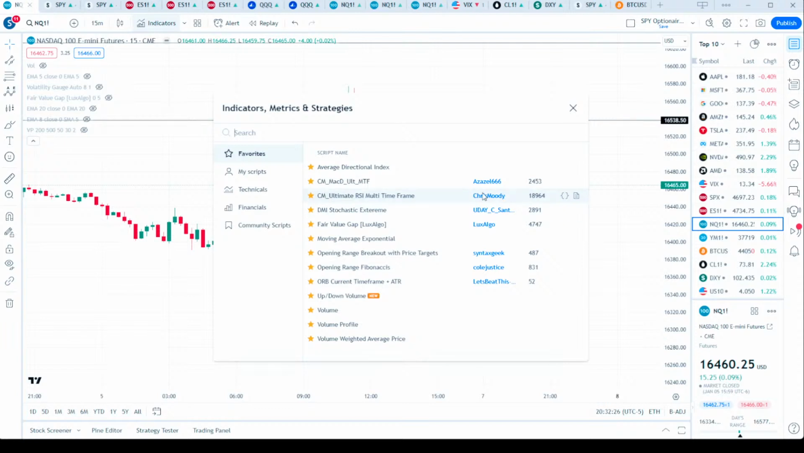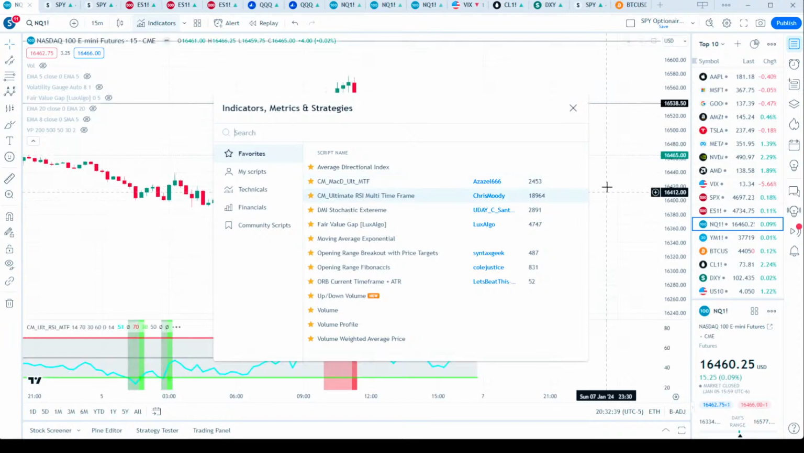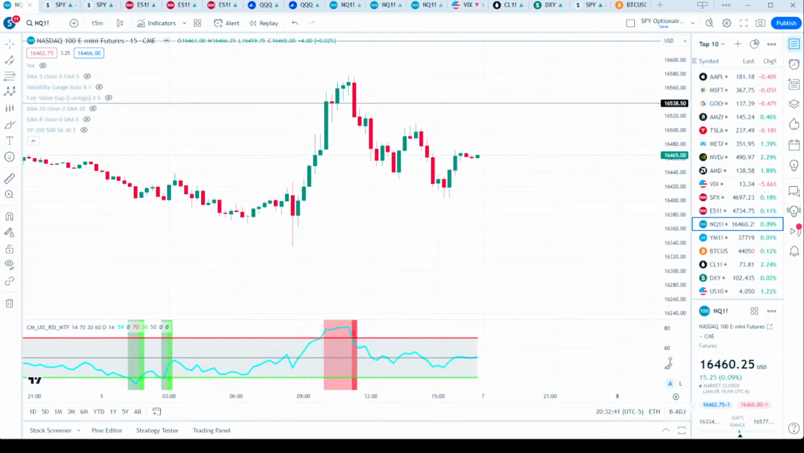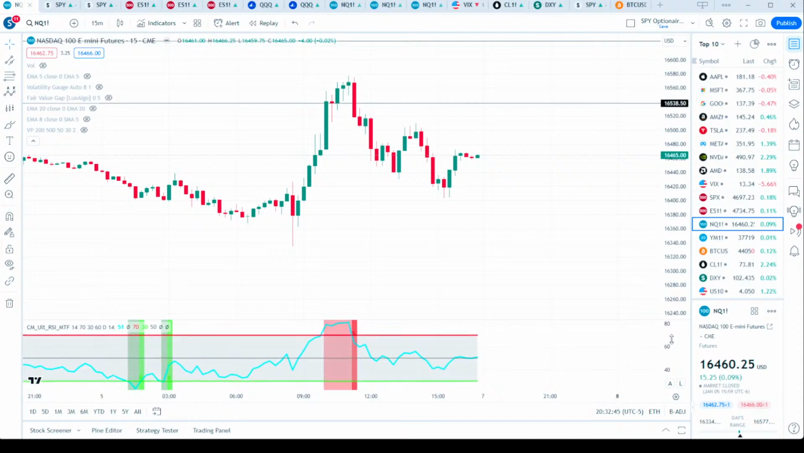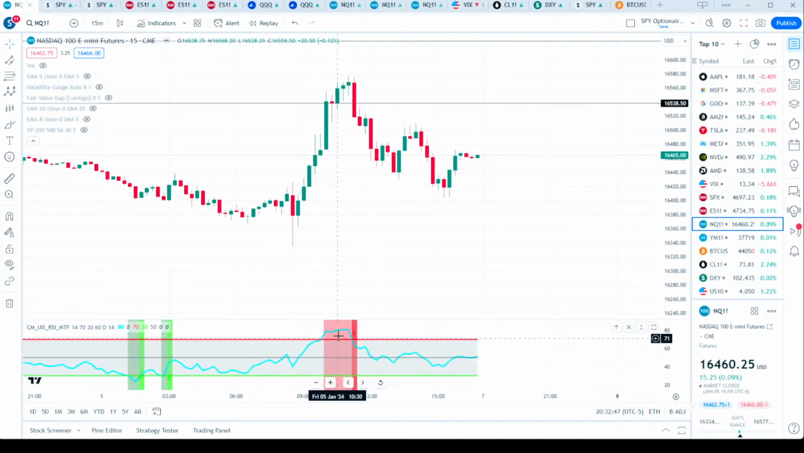It is a Chris Moody based indicator. Likely this person took this person's indicator and changed something, maybe added the MTF to it, and made it a little different. So RSI, you can go ahead and add this here. This is essentially what the RSI looks like here.